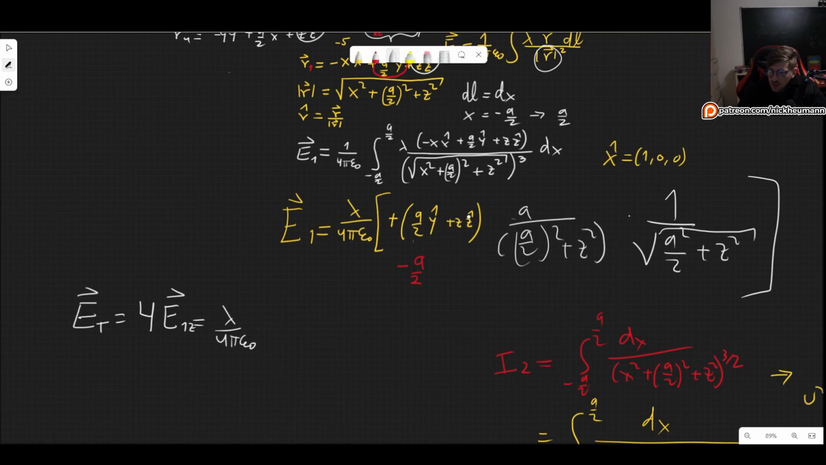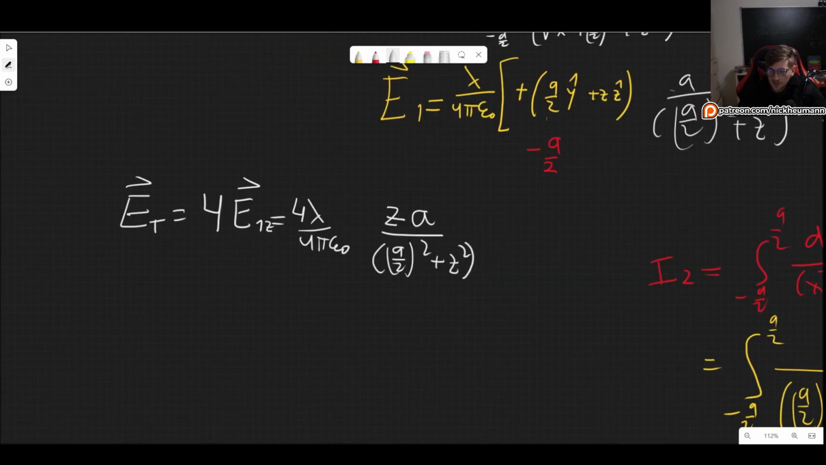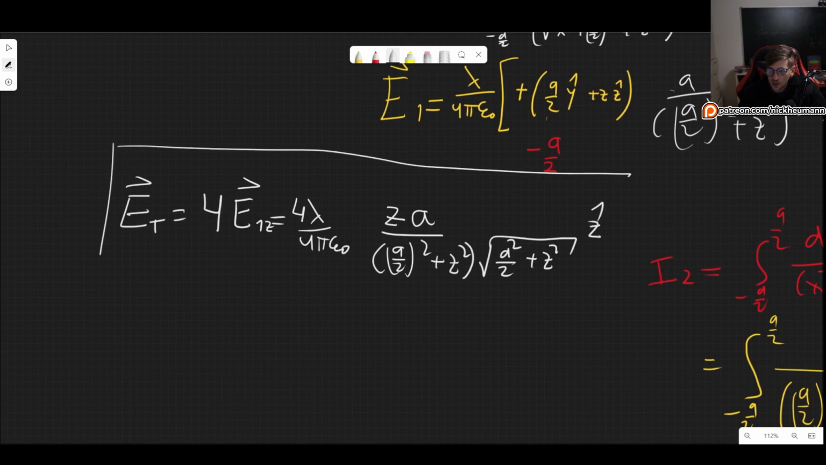And then we have, is there any orderly way to do this? This is z times a, this is 4, so 4 lambda z a, and then we have to divide by a over 2 squared plus z squared times the square root of a squared over 2 plus z squared. And this is, of course, in the z direction. So there we go. This is the total electric field that we were looking for.